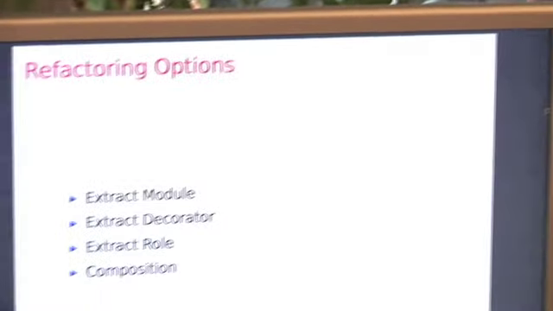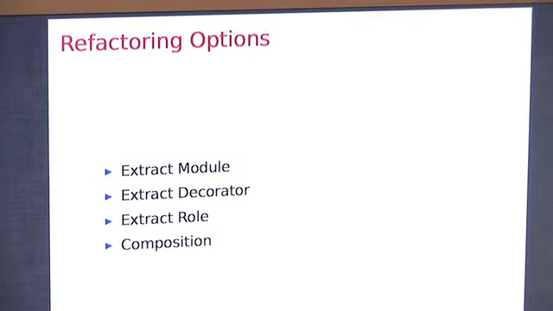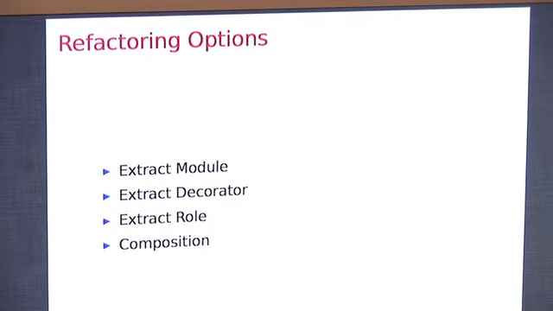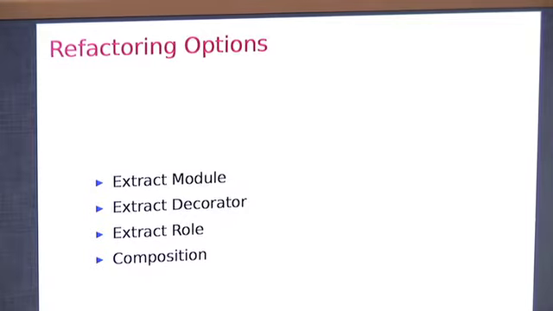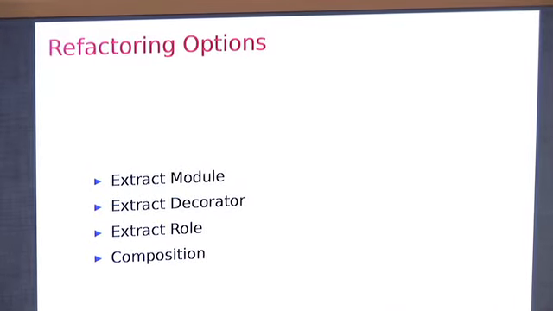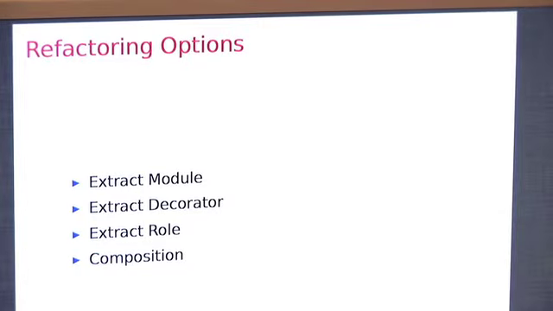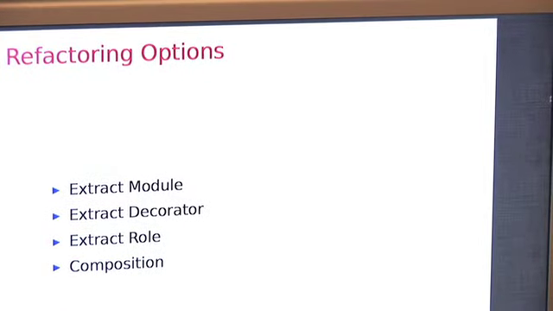You've got extracting a module out. You've got extracting a decorator out for a particular aspect. You've got what I'll call extracting a role, which is extracting a module out, but then dynamically extending with that module instead of including it in the class. And then you've got composition, where you break it down into sub-objects. I just wanted to go over all four of those one at a time, and talk about some of the pros and cons. The first one: extracting a module.